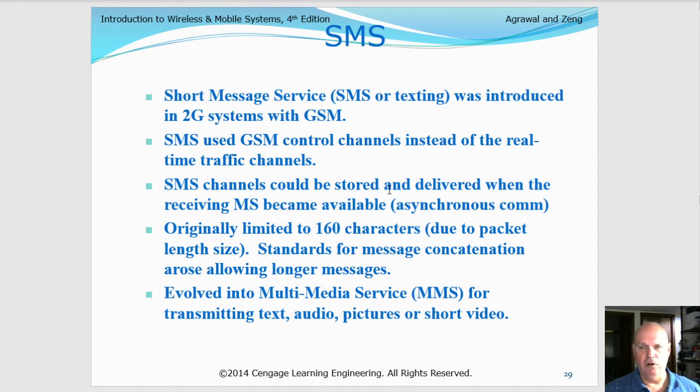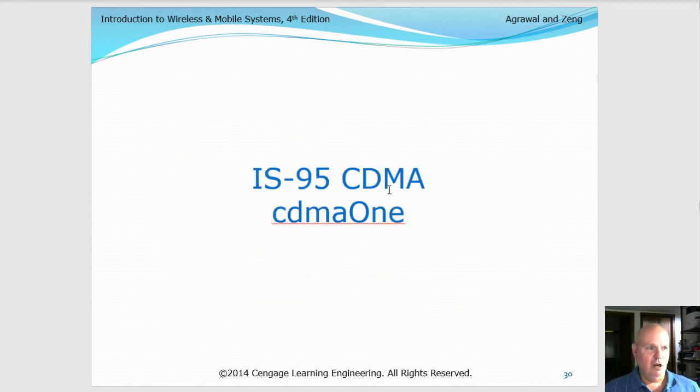Eventually, SMS evolved into what's now known as MMS, which is provided by third generation and above systems that allow us to transmit not only text, but also audio, pictures, and even short video. Okay. The other competing second generation technology is known as IS-95 or CDMA1. Again, this was used by Sprint, Verizon, and US Cellular in the United States. The technology was actually developed by a company named Qualcomm.